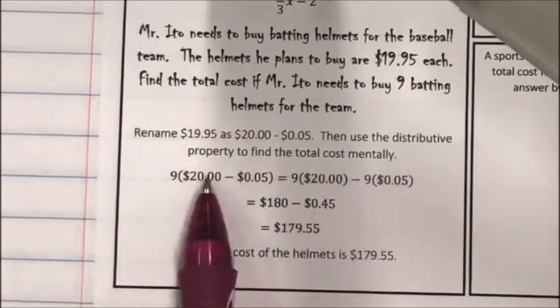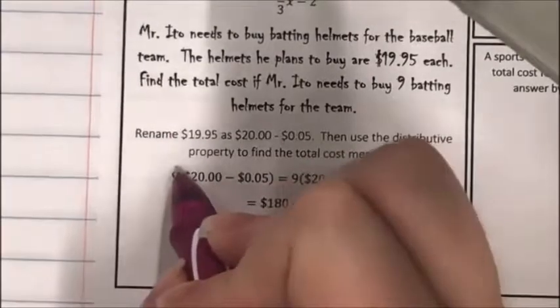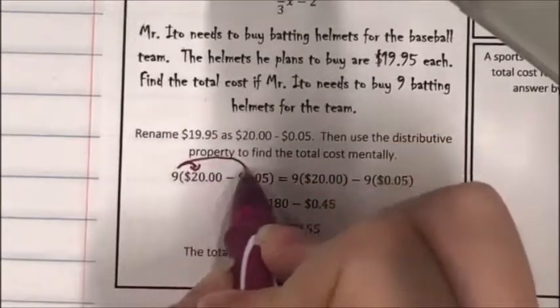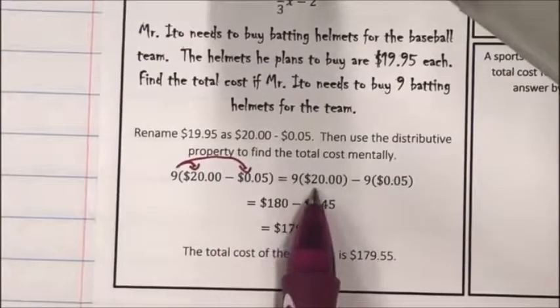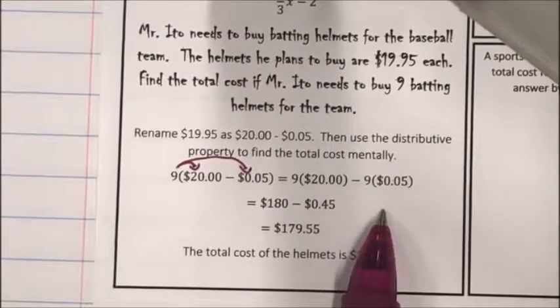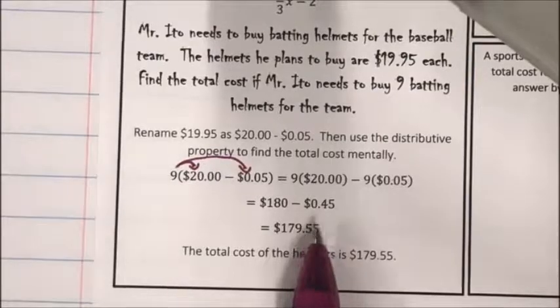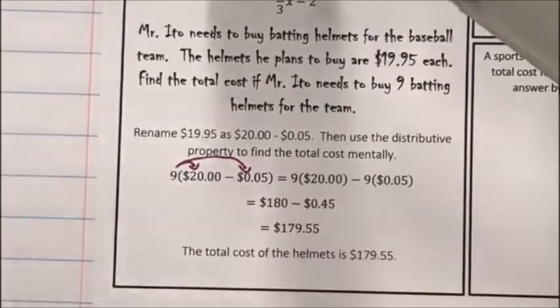Then I can use the distributive property to find the total cost mentally. I do 9 times 20 and 9 times 5 cents. 9 times 2 is 18, so 9 times 20 is 180, and 9 times 5 cents is 45 cents. So 180 minus 45 gives me $179.55. So the total cost of the helmets is $179.55.